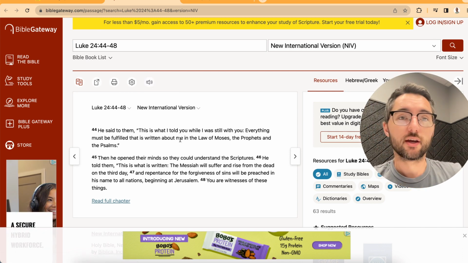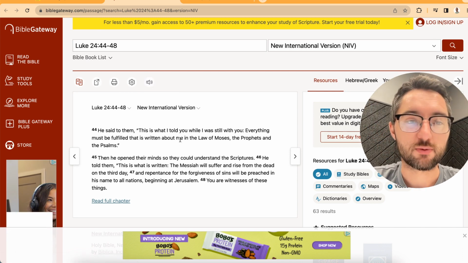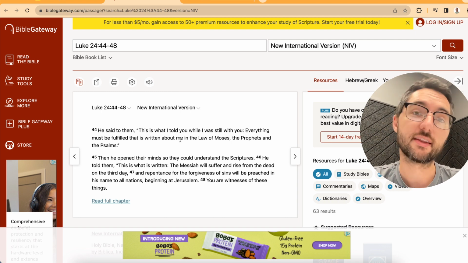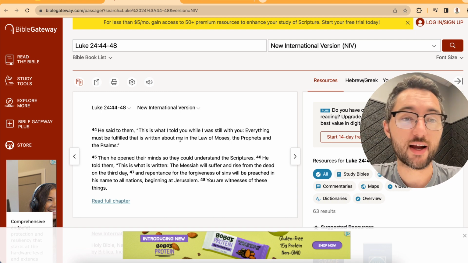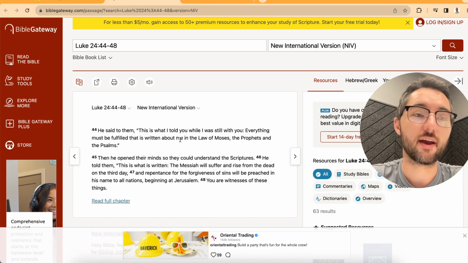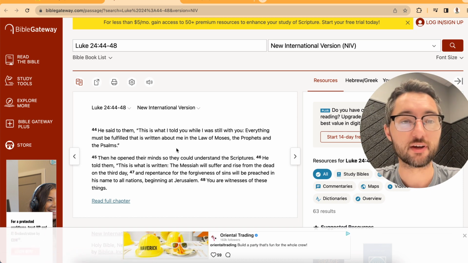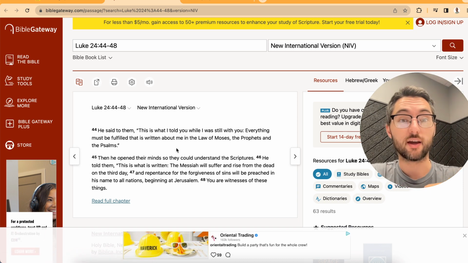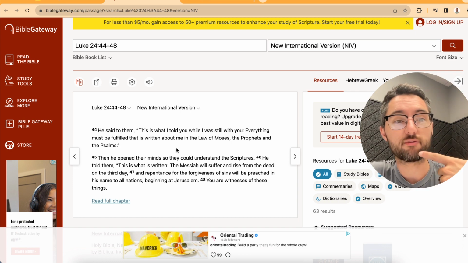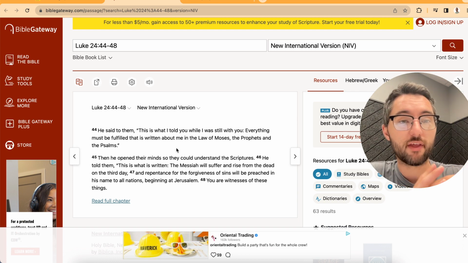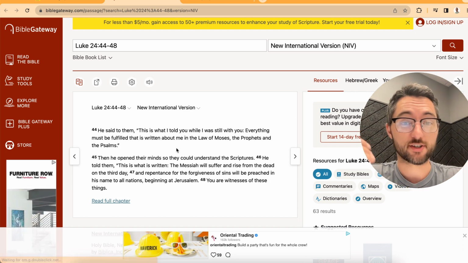So here's what Jesus says about the scriptures. He said to them, he's talking to his disciples, "This is what I told you while I was with you. Everything must be fulfilled that is written about me in the law of Moses, the prophets, and the Psalms." And then he opened their minds so that they could understand the scriptures.